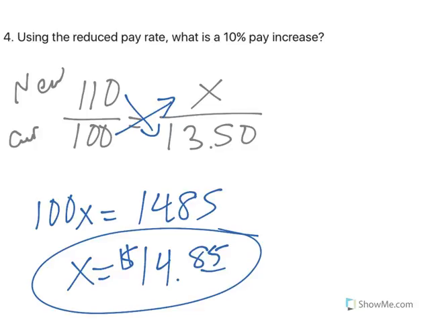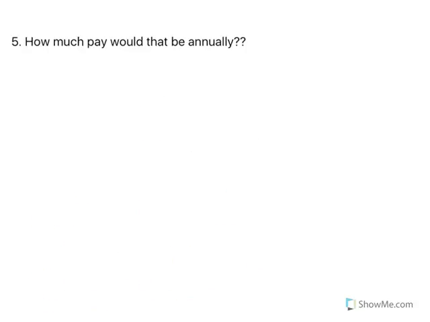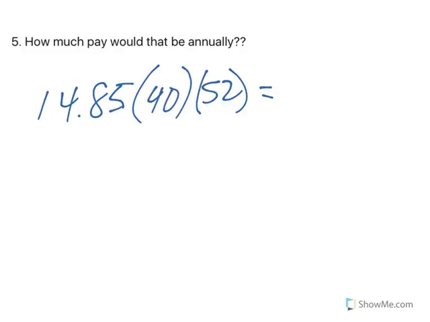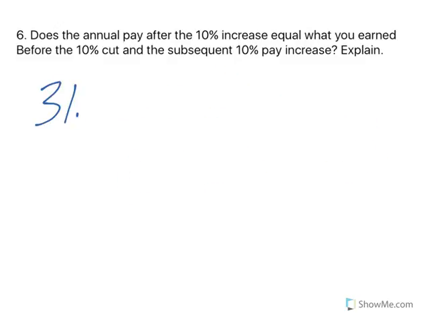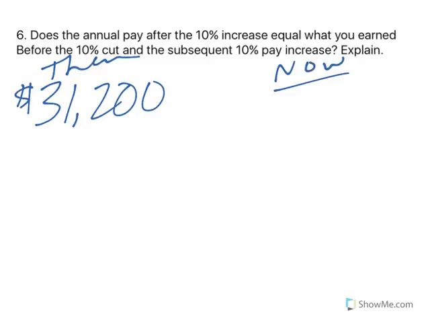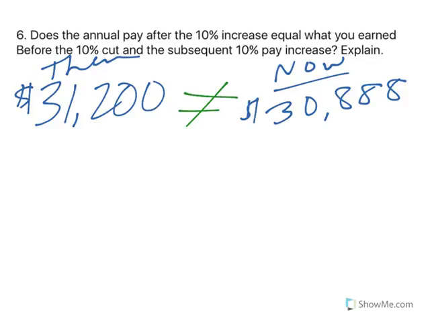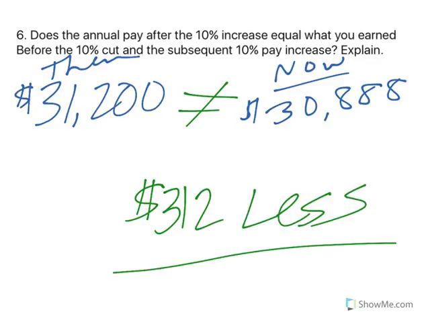And you might say, Becky, it's 15 cents. Well, say what you want. Annually, if you're making $14.85 an hour for 40 hours a week, for 52 weeks in a year, you're going to make $30,888 a year. And is that the same? Well, before you were making $31,200, that was then. Now you're earning $30,888. Is it the same? No, those things are not equal. You are earning $312 less annually.